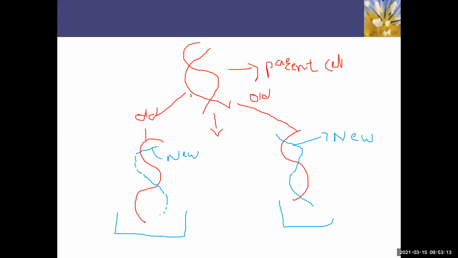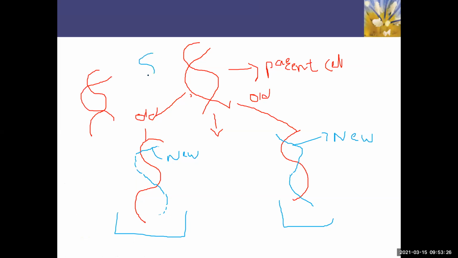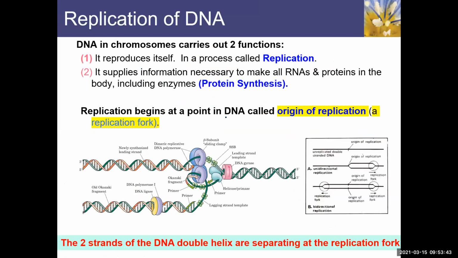Clear. Okay, because there were other models at that time. Some of them said that when this happens, okay, I don't want to go into details. Some of them said that no, the old ones come together, and then the new ones come together. But it was Meselson and Stahl who said that no, DNA does not replicate this way. DNA replicates this way. So remember, every part of DNA replication is a base for the next concept. So please pay attention, everyone.